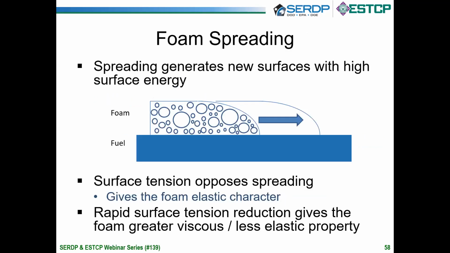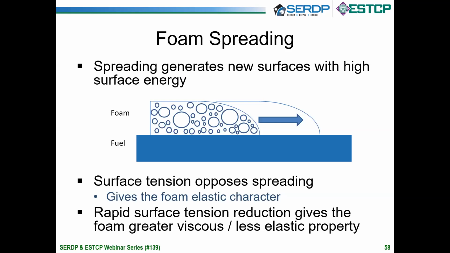Now, as well as foam generation creating a new surface, so does foam spreading. As the foam blanket spreads across the fuel, it generates new surfaces, and at time 0, those surfaces have a high surface energy. And so that energy will oppose the spreading of the foam. And that surface tension will give the foam an elastic character. Foam can behave like a solid, but it can also behave like a liquid. And what we want for spreading is a liquid foam that will flow over the fuel.